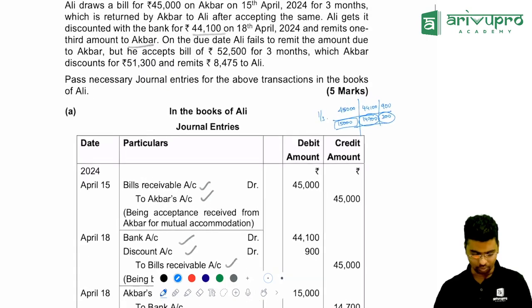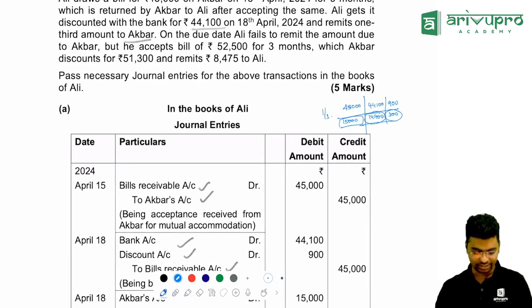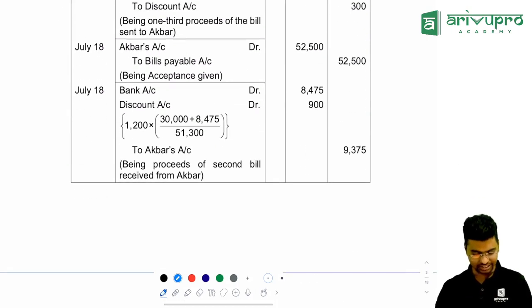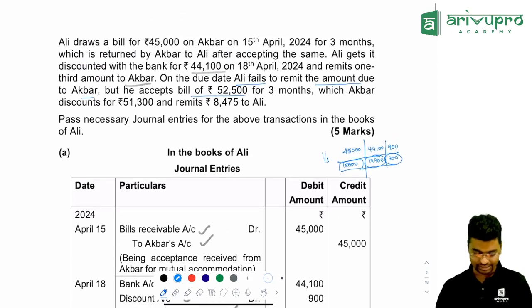30 more thousand. Now, what are they saying? On the due date, Ali fails to remit the amount due to Akbar, but he accepts a new bill for 52,500. So what are you going to do for 52,500 when this time he is accepting the bill? First bills payable. What's the journal entry for bills payable? Then in that, what is he saying? He discounts it for. Who's discounting it? Will there be a journal entry in the books of Ali? No. Then he remits.